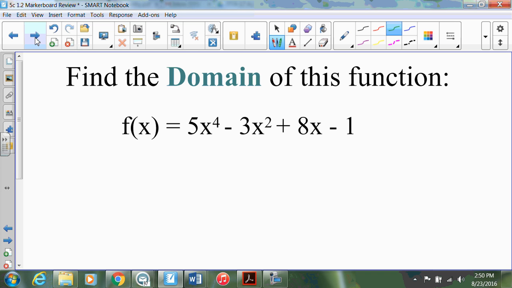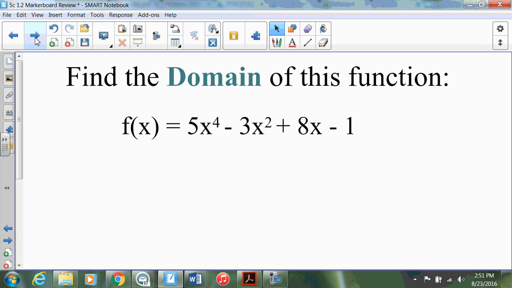Find the domain of this function. Basically, when they're asking us this, they're saying, what numbers can I plug in for x that will give me a y that is a real number? And remember, we talked about in class that real numbers are any number that is on the number line, whose home is the number line. So those are all the numbers we've been working with except for imaginary.